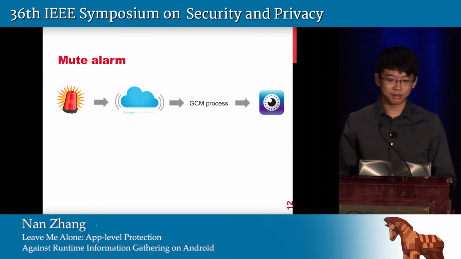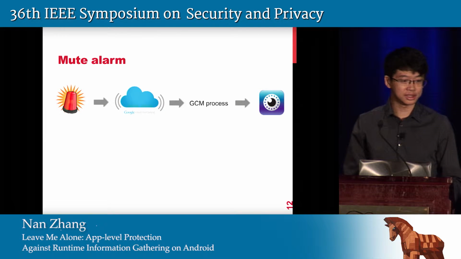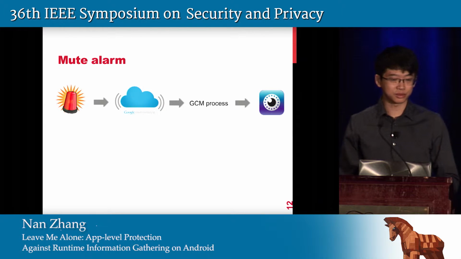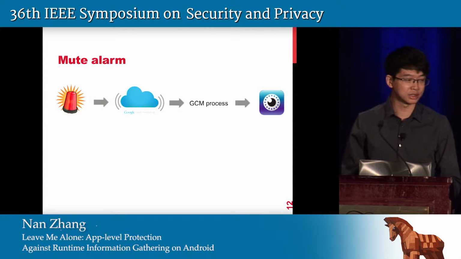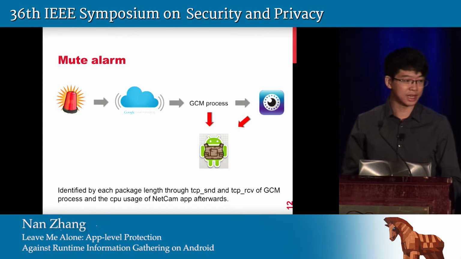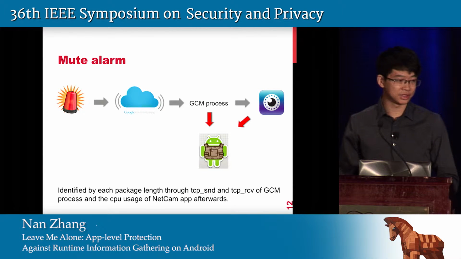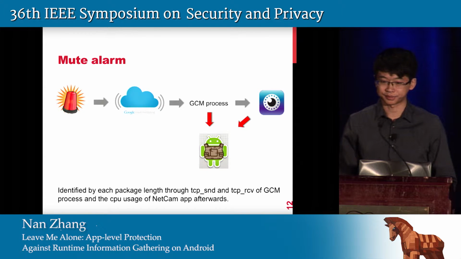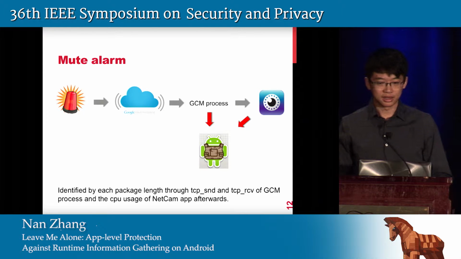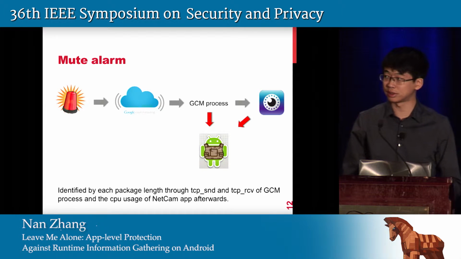Then if an alarm is raised, it will be passed to the GCM server and then to the GCM process on the phone. The GCM process will deliver the alarm to the NetCam app. This could also be inferred through a fixed length range of traffic statistics of the GCM process, and then observing that the NetCam will use CPU immediately after this. So once the malicious app gets such information, it can mute the phone and make the alarm less noticeable to the user.